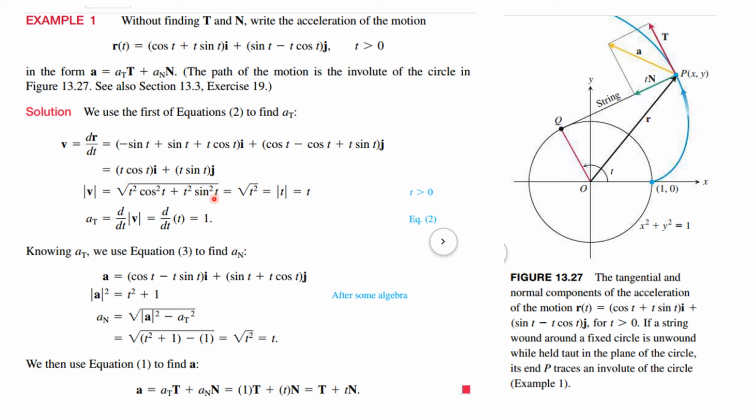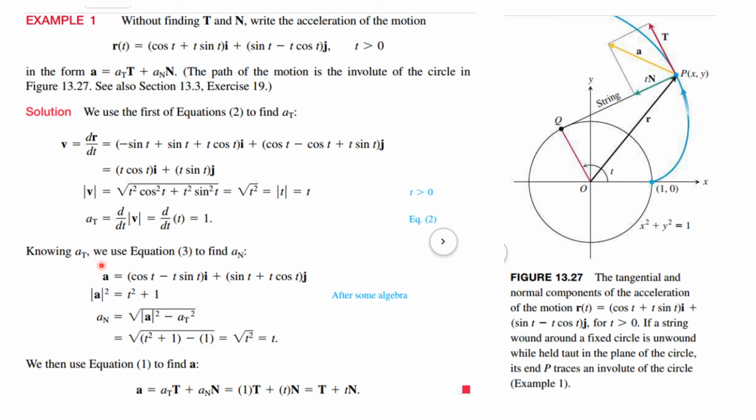So the magnitude is going to be the sum of the squares, and we'll note that cosine squared t plus sine squared t is 1. So I factor t squared out of there, so it's the square root of t squared, the absolute value of t. t is greater than 0, so this is just t. But now I'm going to take the derivative of that to get the tangential component of the acceleration. This is the formula we have for that, and so that is going to be 1.